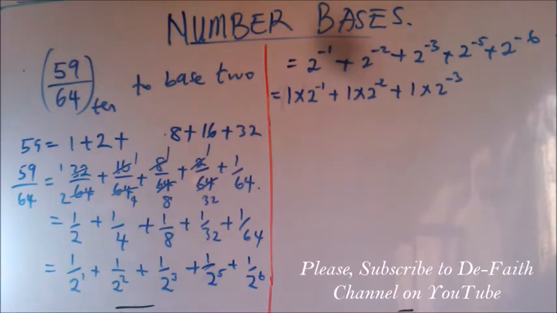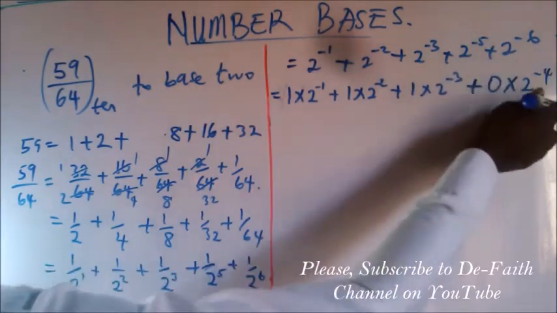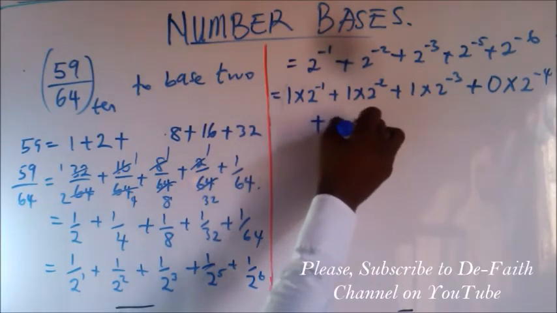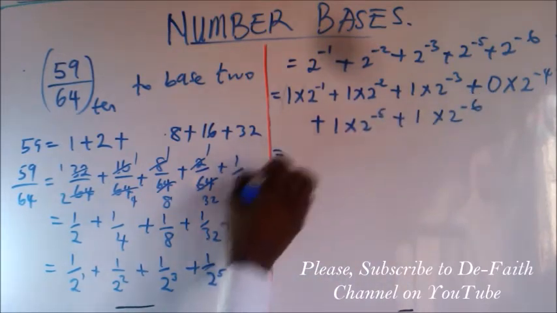And that means it must have been multiplied with a 0, because if you multiply that number with a 0, you are going to have nothing. And so we will have it as 0 times 2 raised power minus 4. It is more or less like it is not there. Then plus 1 times 2 raised power minus 5 plus 1 times 2 raised power minus 6.